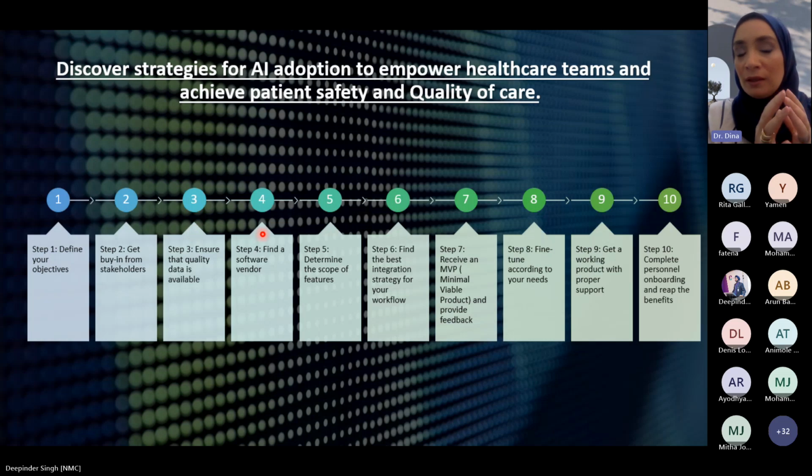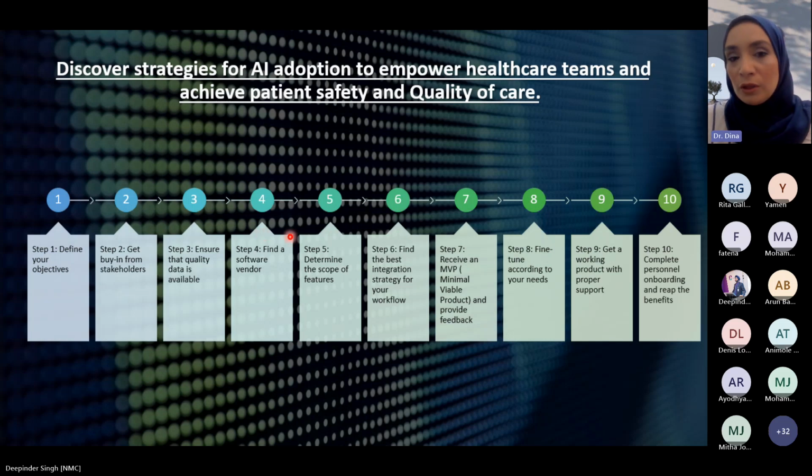Find the software and vendor that you can work with, and again, make sure that you are compliant with the requirements of the DHA and DOH. Make sure that they have a license. There is a specific license for AI that they have to apply for from the regulator in the UAE. If they don't have this license, please don't sign a contract with them.